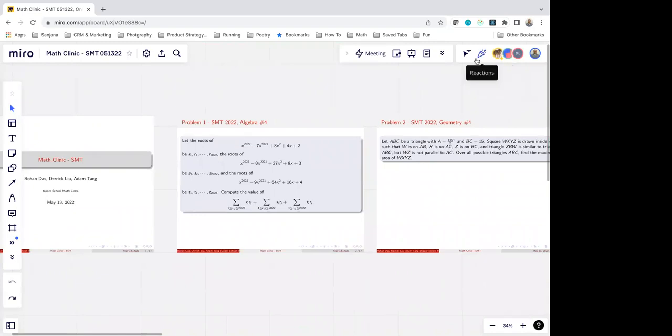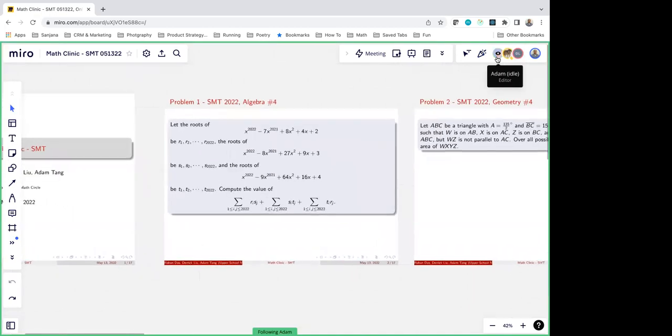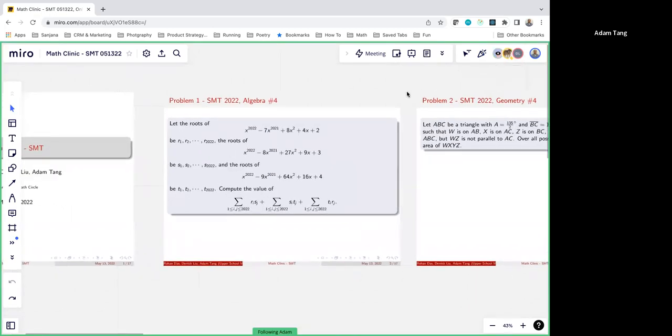All right. This is going to be the SMT 2022 problem recap. We have selected some problems that we think are insightful or nice, and we are going to go over these. So I will be taking the first question. This one is from the algebra test, and it's number 4.